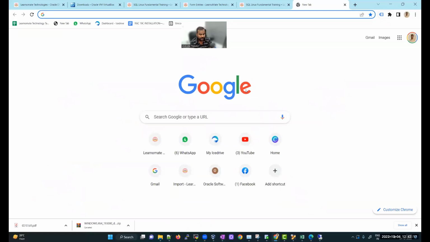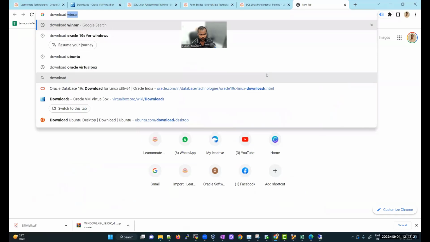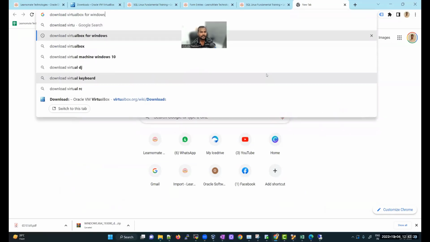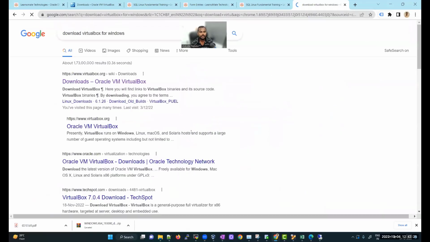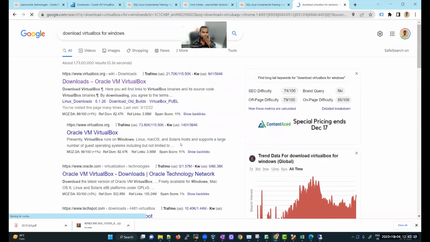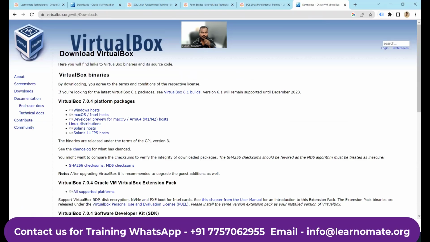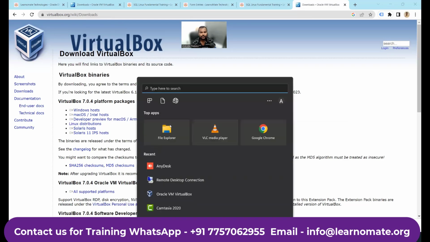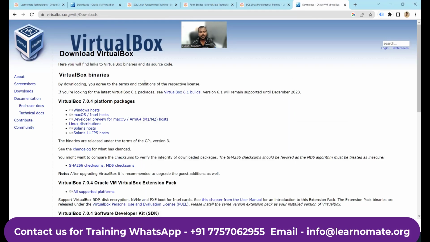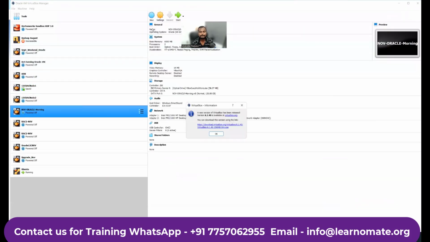Okay. So basically, you install one software called VirtualBox. Download VirtualBox for Windows. Go here, click on the first link, and click on the Windows host and install this software. I'll cancel it because this software is already installed in my case. You just double click on it, say next, and install it. So your Oracle VM VirtualBox will look like this.